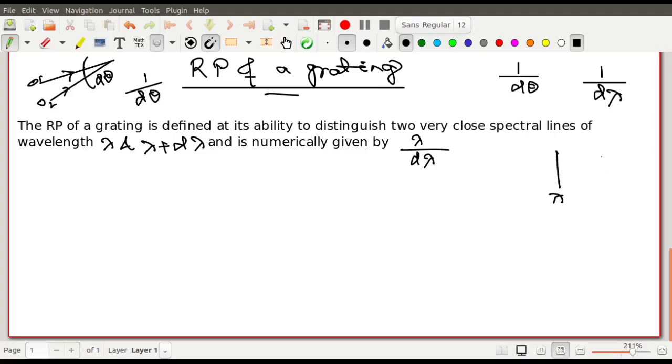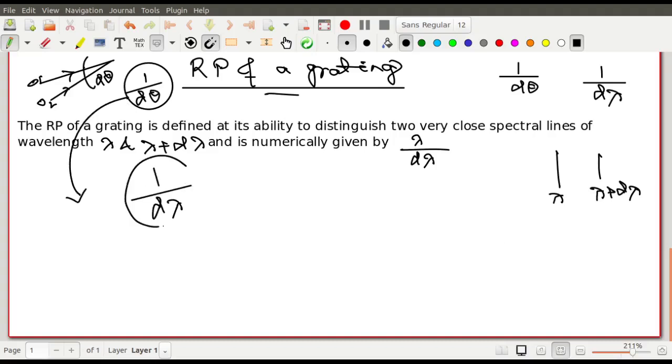Now for the grating case, it has to distinguish between two lines. One of the lines is of wavelength lambda and another is of wavelength lambda plus d lambda. It has to separate this. So here the definition should be in line with this. If I try to maintain parity, in case of grating the definition should be 1 by d lambda. But this has a problem. So this gives it a unit of angstrom inverse, but you see that magnifying power, resolving power, or any power in physics does not have any unit.